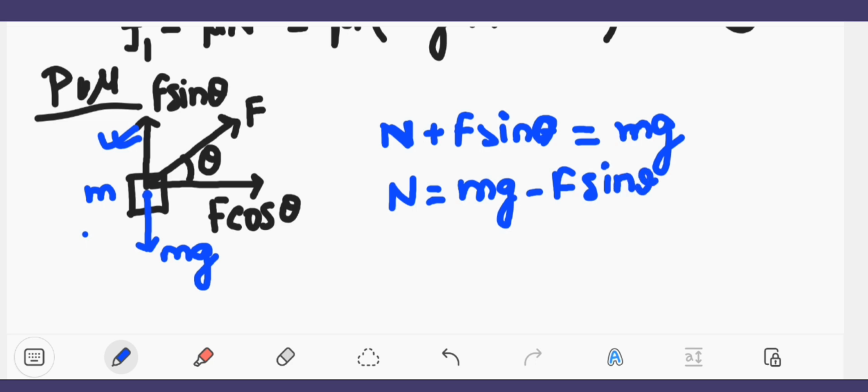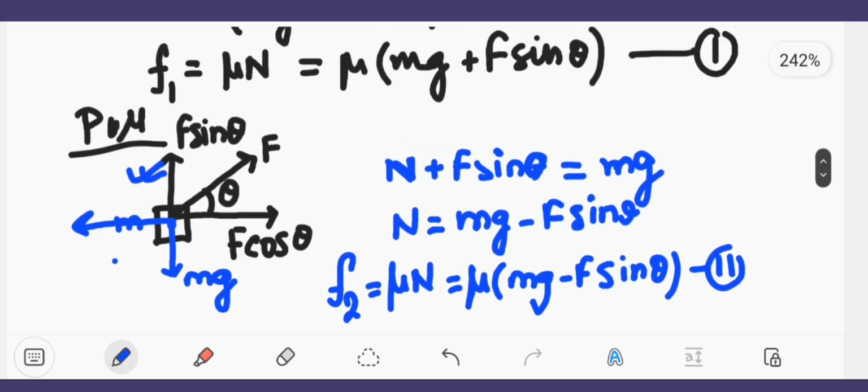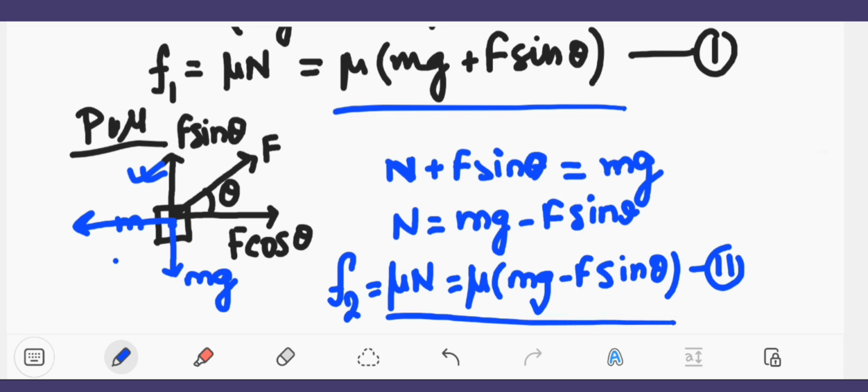And we know there is a frictional force always in the opposite direction of it. Let us consider frictional force is F2, which equals mu into N, which can be written as mu into mg minus F sin theta. Let us consider this is equation 2. And when we compare equation 1 and equation 2, we can clearly see here that in F1 it is a plus sign, and in F2 it is a negative sign.